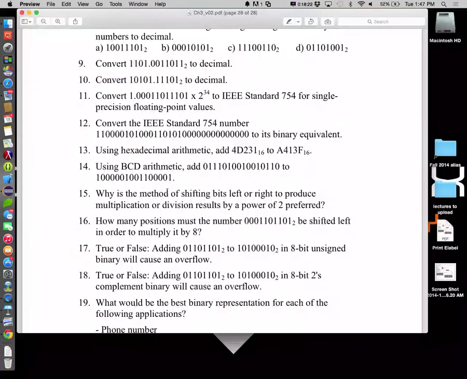All right, let's see. 15. Why is the method of shifting bits left or right to produce multiplication or division results by power of 2 preferred? Why do we prefer that? We want to multiply by 2. What do we do with it? Left shift it. We're going to divide it by 2. We right shift it. Okay? Why is that preferred over multiplying some number by 2?